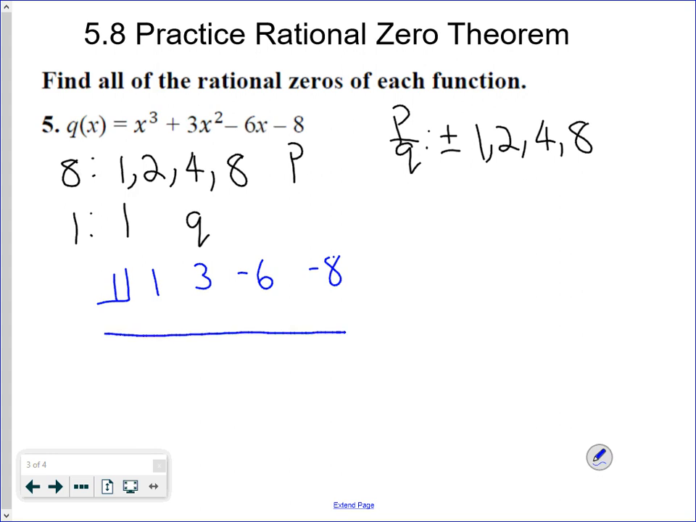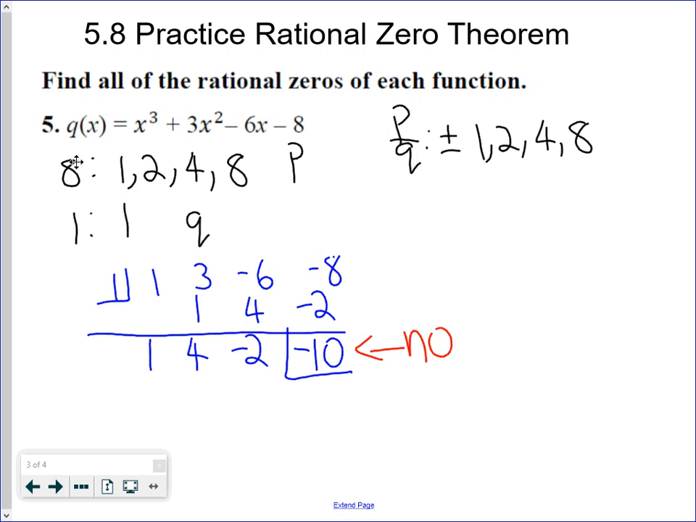Okay. If I do synthetic division, the 1 comes down. 1 times 1 is 1. 3 plus 1 is 4. 4 times 1 is 4. Add those: -2. Okay, so I get -10. So my remainder is -10. So I know that this is not a solution to g of x.